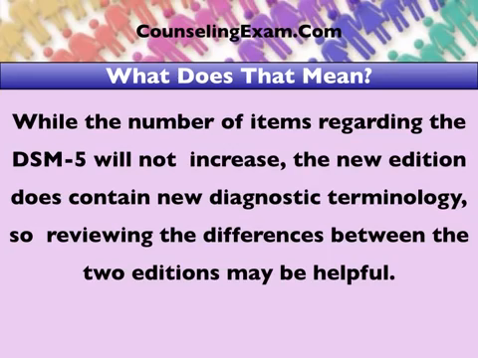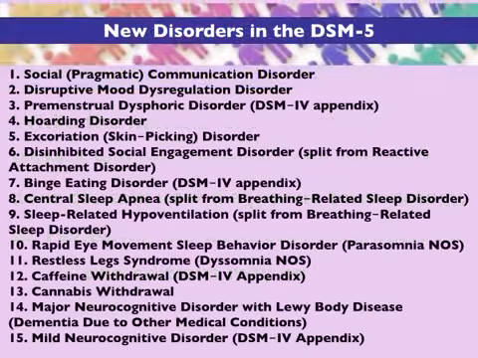They go on to say, while the number of items regarding the DSM-5 will not increase, the new edition does contain new diagnostic terminology, so reviewing the difference between the 2 editions may be helpful. First of all, you need to know the criteria for the new disorders in the DSM-5. Once you have that down, you need to know the combined specific disorders in the DSM-5.